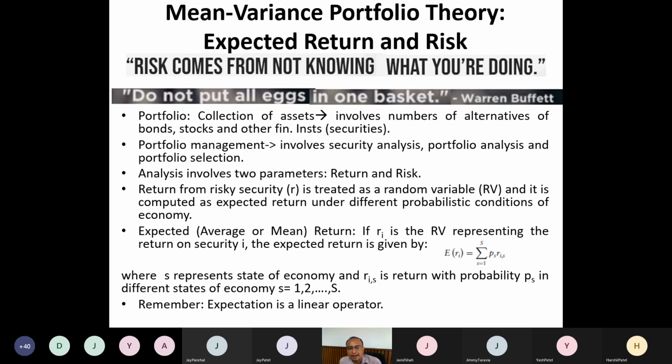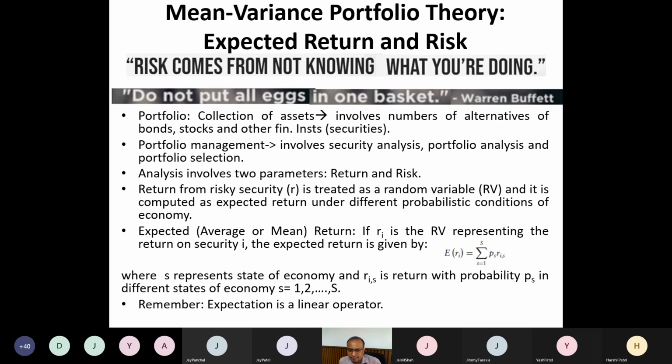Okay, the portfolio management itself is a very huge subject, and it involves the security analysis, meaning which security should be there in the portfolio. The portfolio analysis, when there are multiple securities in the portfolio, how to analyze the portfolio, that is what we learn in this chapter. And portfolio selection, which portfolio should be selected. Actually the portfolio should be efficient, right? So that also we will see, what we call the efficient portfolio, right? And that analysis involves two parameters now, return and the risk.